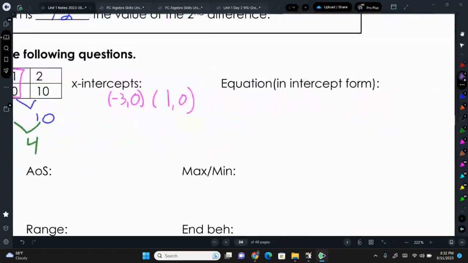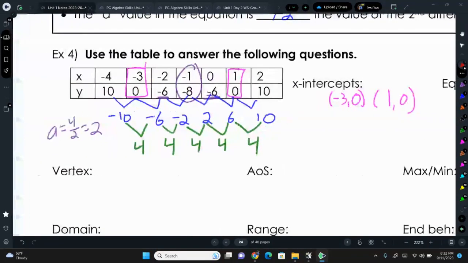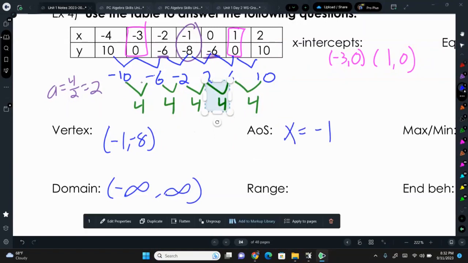So over here, the equation in intercept form is going to be y equals 2 times x plus 3 times x minus 1. So we didn't have to use a point to solve for a and then plug it back in. We were able to calculate a using the second difference. Either way is okay. The vertex is -1, -8. Domain, since it's a quadratic, is -infinity, infinity. Axis of symmetry is x equals the x coordinate of the vertex, so -1.